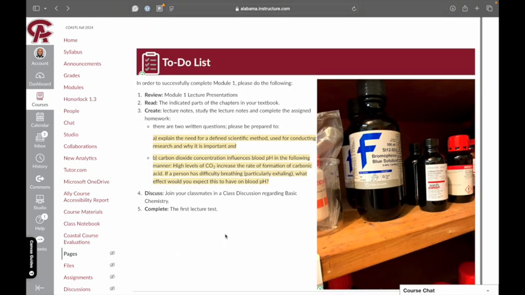So you should review the presentations, read the parts indicated above from the chapters, create lecture notes, study those lecture notes, and then complete this assigned homework, which is right here, highlighted in yellow. So there are two written questions for your first test. They're here at A, and they're at B. So this is what you will not only answer on the test, you will also complete this and then submit this on the day of your test, be it before you take your test or even thereafter. And then there is the discussion I mentioned right above from Chapter 2. And then lastly, complete the first test.